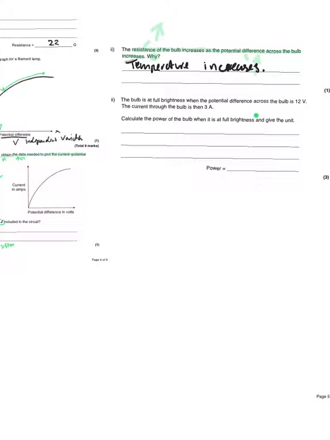Or we could put, there are more collisions between electrons and atoms. So the electrons have basically got more energy, so they collide more with the atoms in the wire. As they collide more, they release more heat energy and the temperature increases, therefore resistance increases. And that all comes as a result of increasing potential difference.